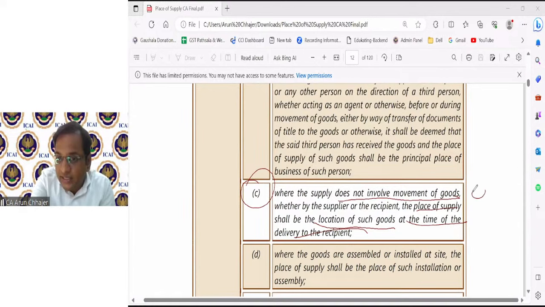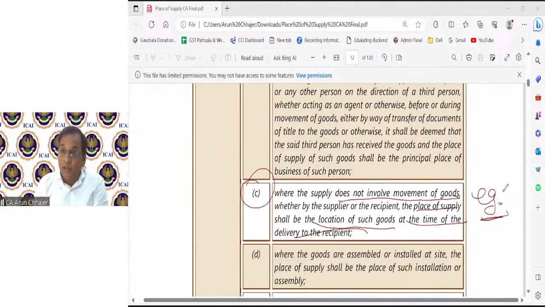You tell me what is the suitable example for this clause. What could be the suitable example for the clause C? Can you please tell me there is a sale of the goods, but by virtue of this sale, there is no movement? Can you please tell me what could be the appropriate example?